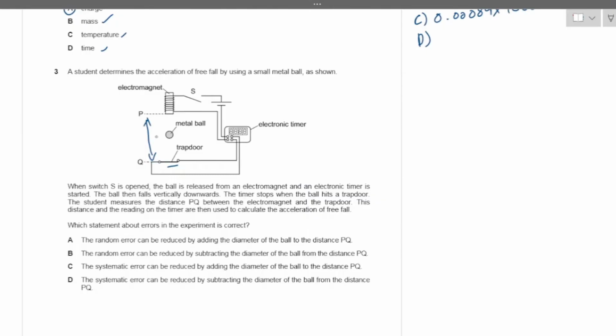Right. So over here, they are measuring the time taken and the height fallen. So they are using it to calculate acceleration of free fall, which is basically g. So first of all, what exactly are they asking us in this question? They're asking us about whether it would be a random error or a systematic error. How can we know it's a random error or systematic error?